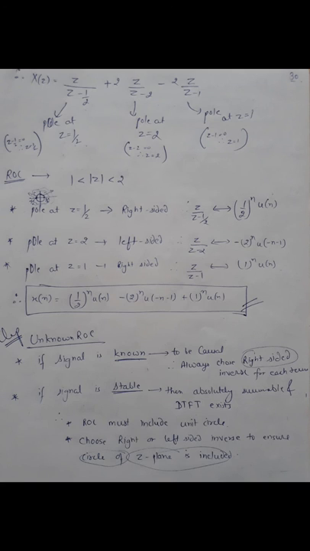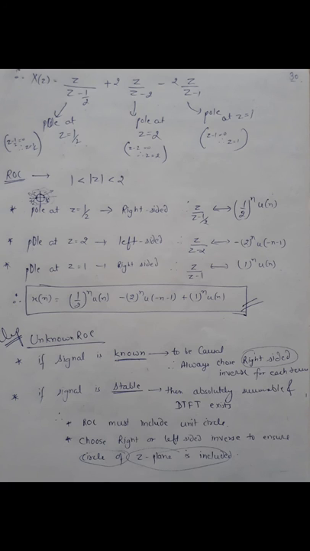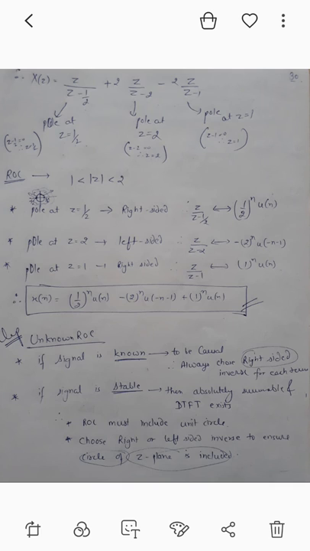Important point, ROC is mentioned in the question, that is ROC mod of z is greater than 1 and less than 2. See first part, pole at half. Now decide whether we will include the ROC of right sided or left sided. For half we will include right sided. For 2 we will include left sided. Why? Because mod of z is less than 2. Less than will exist for left side sequence, and for pole at z equals 1 we will include right sided, because ROC is mod of z greater than 1. Greater than half will include greater than 1, that part.